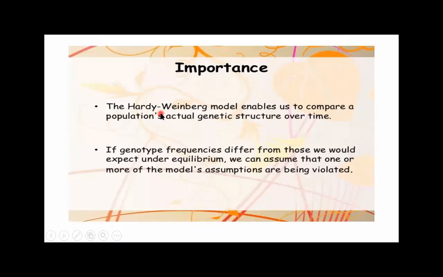The importance of the Hardy-Weinberg theorem is that it enables us to compare the population's actual genetic structure over time, and if genotype frequencies differ from those we would expect under the equilibrium, we can assume that one or more of the model's assumptions are being violated. So with the help of the Hardy-Weinberg theorem, we can determine the gene frequencies or allele frequencies in a given population.